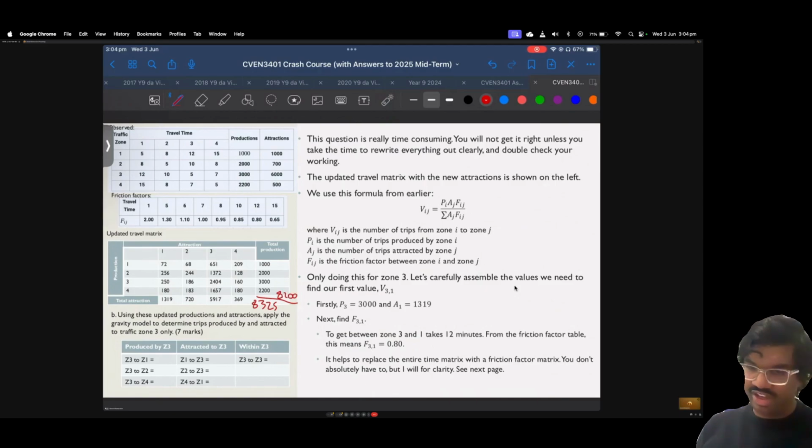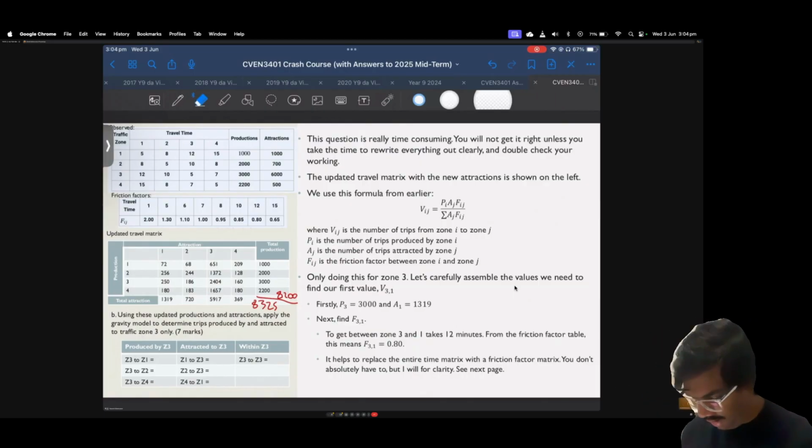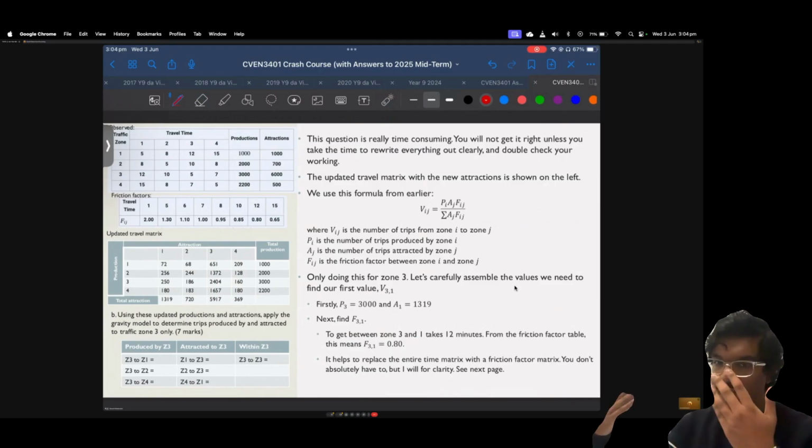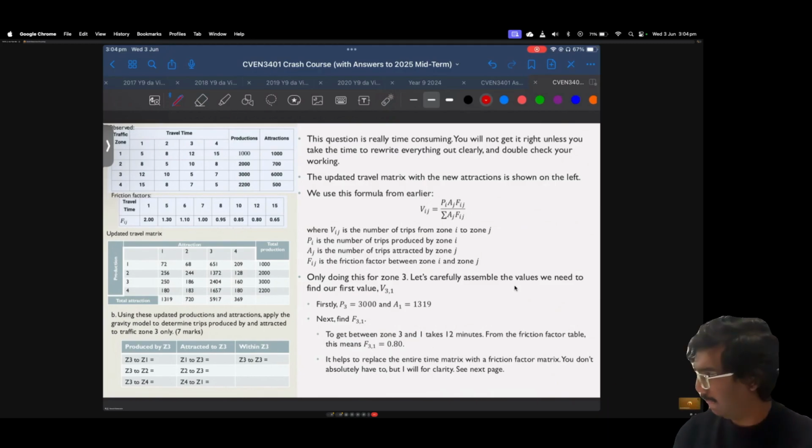So what we're doing right now is effectively an iteration. We're trying to redo the gravity model. We're redoing the gravity model as an iteration to get a more accurate answer. That's why, and I think that's what tripped me up about this question as well: you redo it so that you get those two numbers to be closer to one another.